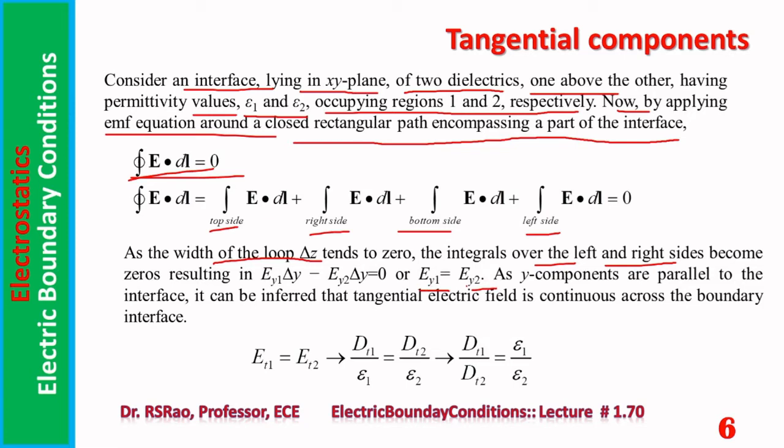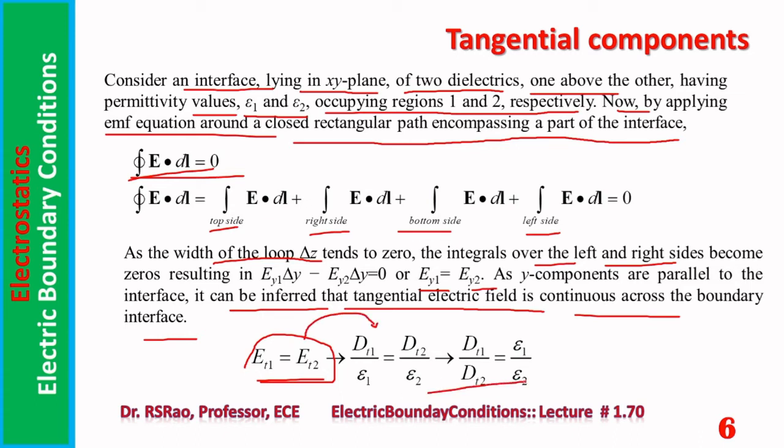But Ey1, Ey2 are tangential components, parallel to the interface. As the y components are parallel to the interface, it can be inferred that the tangential electric field is continuous across the boundary interface: Et1 equals Et2. This is the way the tangential boundary condition is derived. This is the proof. Of course, it can be converted in terms of displacement also. It results in Dt1 by Dt2 equal to epsilon 1 by epsilon 2.